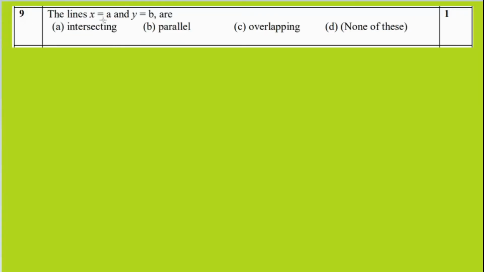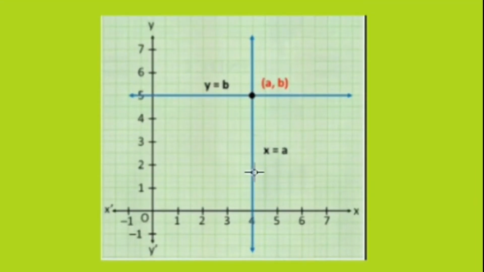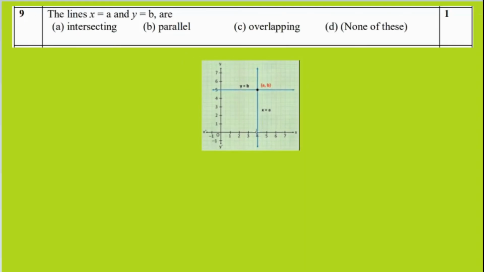Ninth question, the lines x is equal to a and y is equal to b are: A, intersecting, B, parallel, C, overlapping, D, none of the above. If you see the image carefully, the line x is equal to a is parallel to the y axis and y is equal to b is parallel to the x axis. So both lines x is equal to a and y is equal to b will intersect at (a, b). So the lines x is equal to a and y is equal to b are intersecting lines. Correct option for the ninth question is A, intersecting lines.